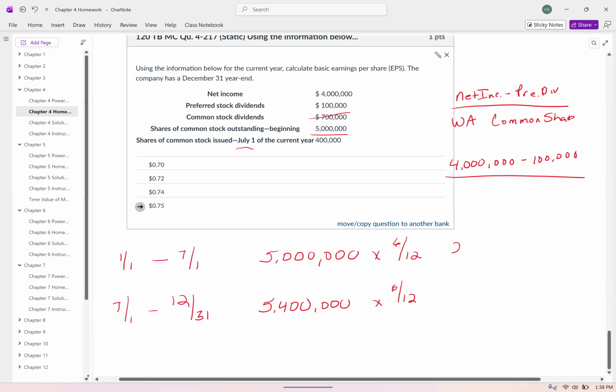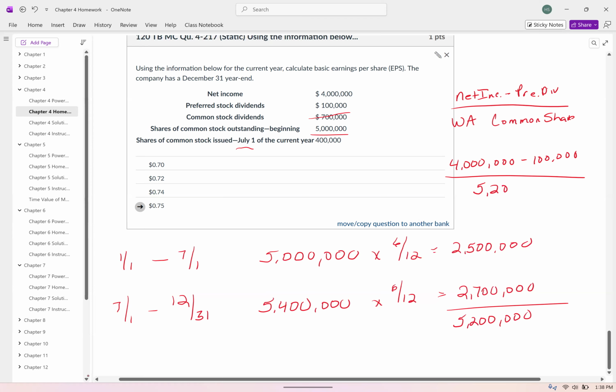You should get 2,500,000 for the first one. And then you should get 2,700,000 for the second one. If you add those together, you have weighted average common shares of 5,200,000. Okay. If we'd have just done 5,400,000, that's not how many shares were outstanding the whole year. Okay. We had a weighted average of 5.2 million.